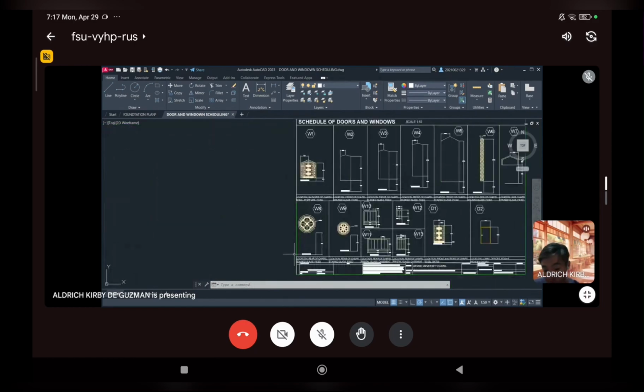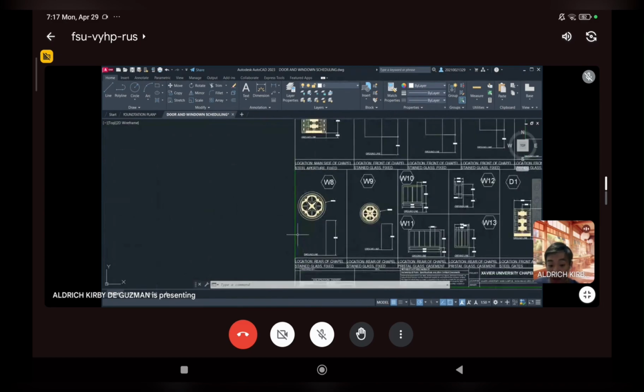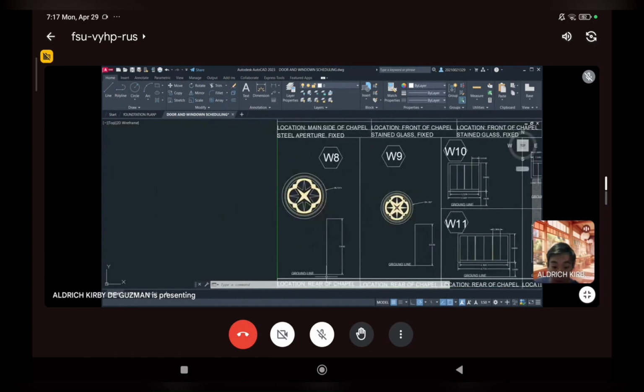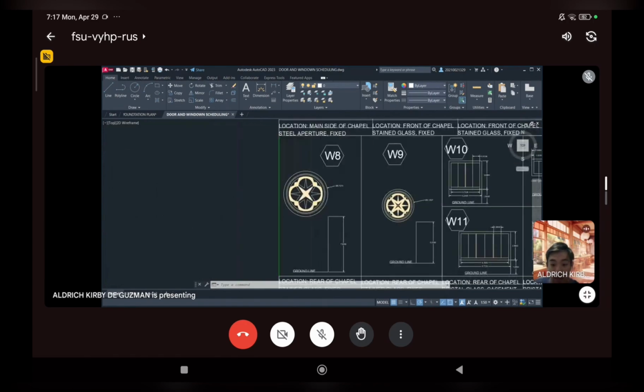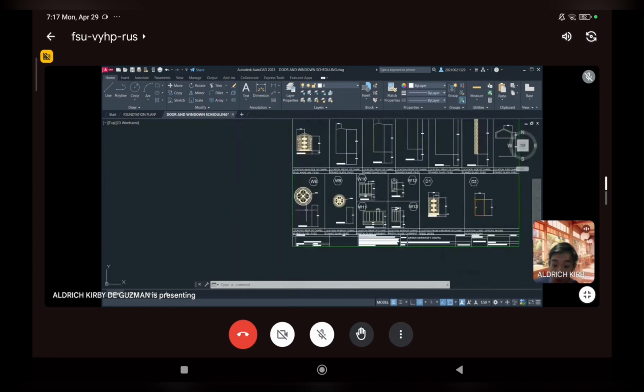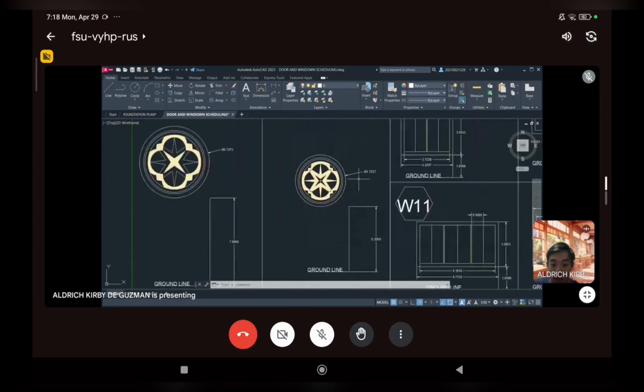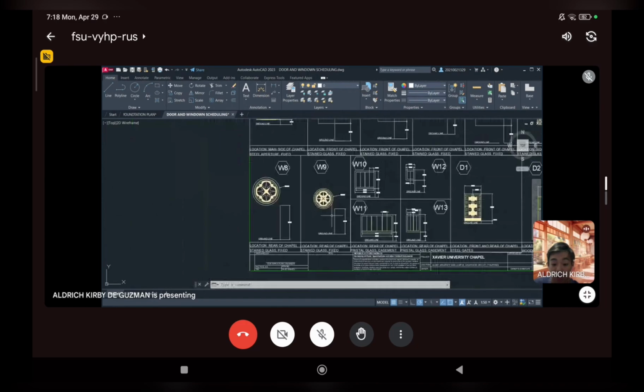Then if we move to the rear end, we have another stained glass, but this time it's fixed and circular, which is right around 7 meters high. And beside it would be two window lines, which is around 5.2 meters high from the ground line, which is also circular and also stained glass fixed.